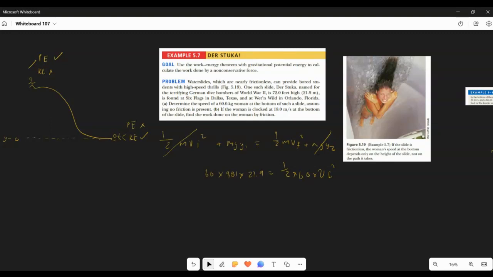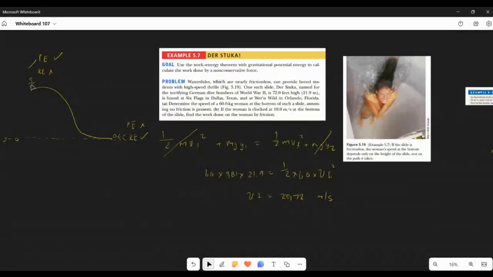Okay. 20.72, I'm content with that. Fantastic, right? Now, this was with no conservative forces present. Sometimes we have to look at when it is present. So in this case, if the woman clocked at 18 meters per second at the bottom of the slide, find the work done on the woman by friction, right?